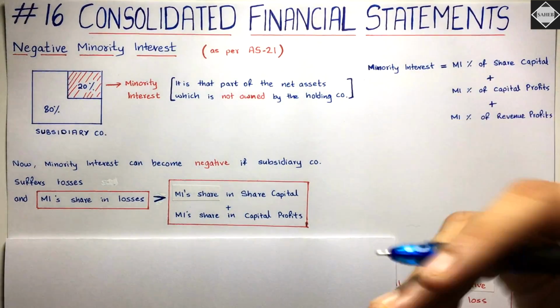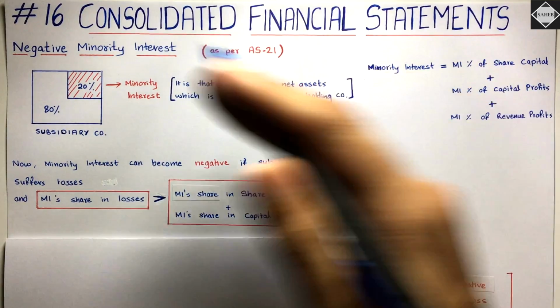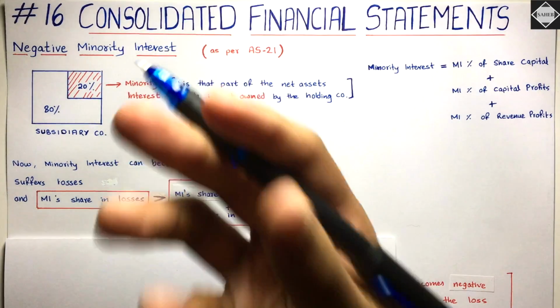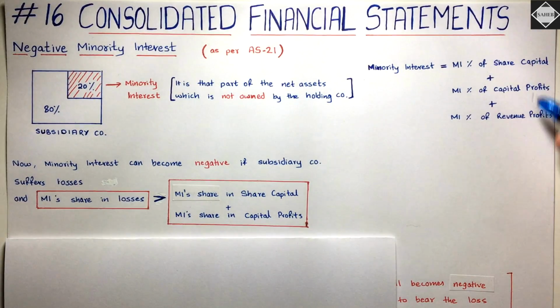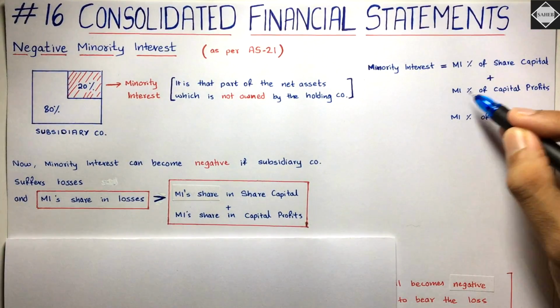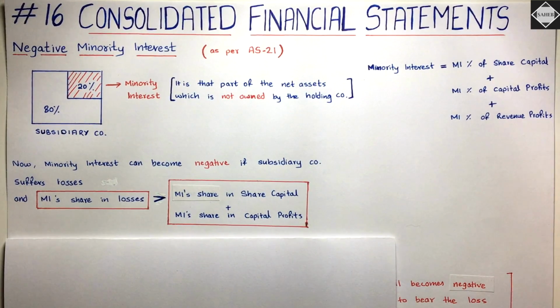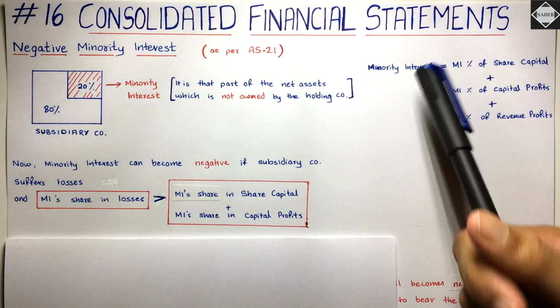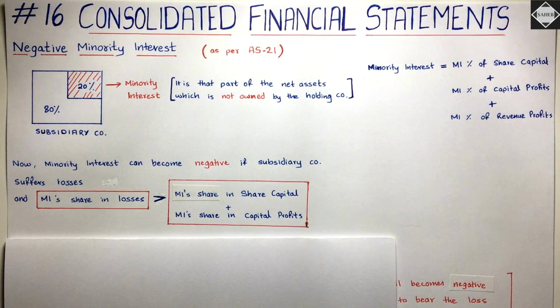Now, how do you calculate the minority interest in this consolidation chapter? You all know you just have to take the minority percentage of everything of the subsidiary: the minority percentage of share capital of the subsidiary, the minority percentage of capital profits of the subsidiary, and the minority percentage of revenue profits of the subsidiary. Add it all up and you will get the figure of minority interest.